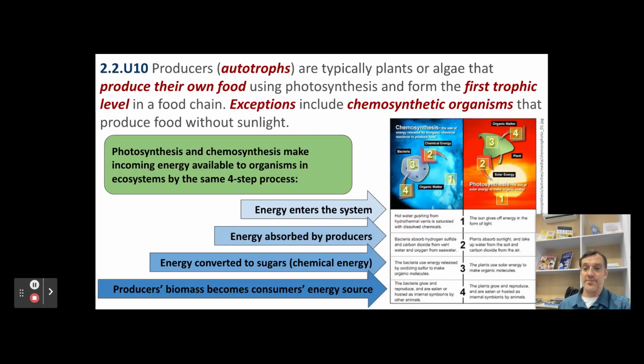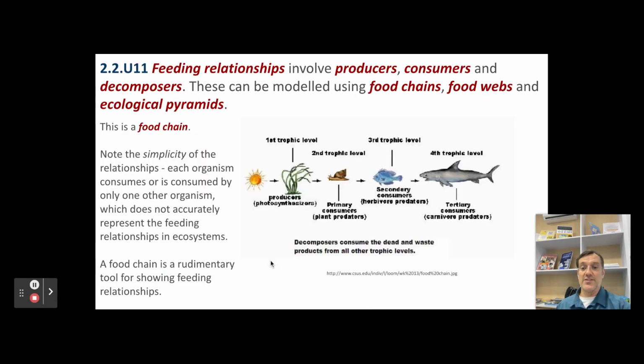It's always the same 4-step process, right? First, energy enters the system. The energy is absorbed by the producers. It's converted to sugars.